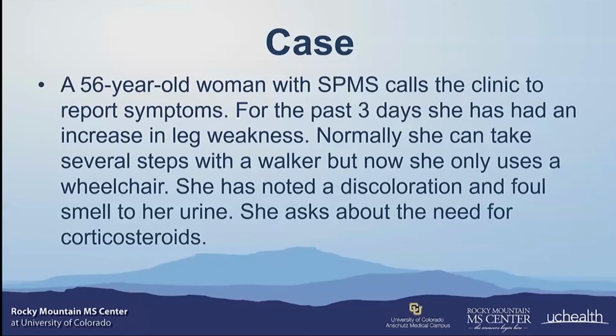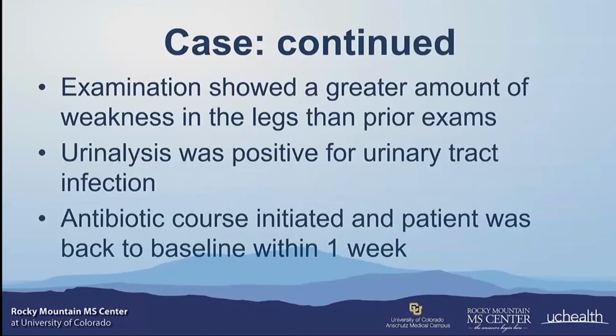Normally, there is some leg weakness, but she can take several steps with a walker, and now she finds herself just not being able to get out of the wheelchair. She's also noted a discoloration and foul smell to her urine and asks about the need for corticosteroids. So we have her come in. There's an examination that showed a greater amount of weakness in the legs than on prior exams.